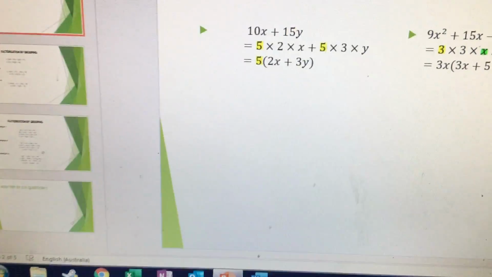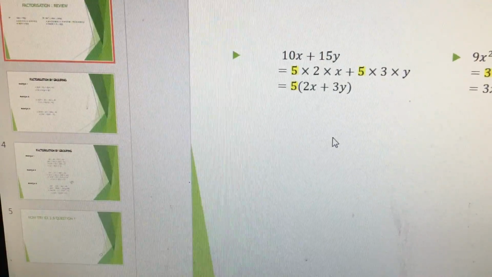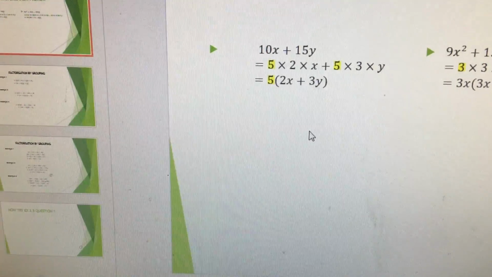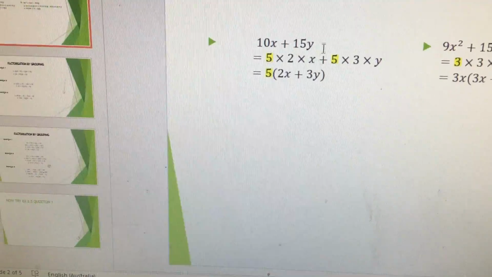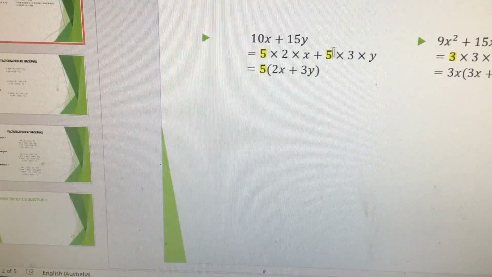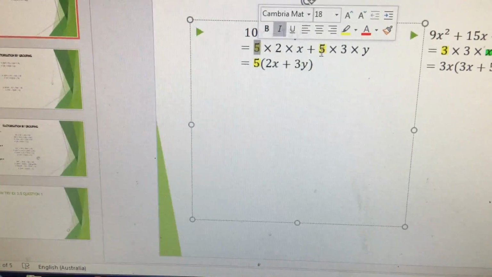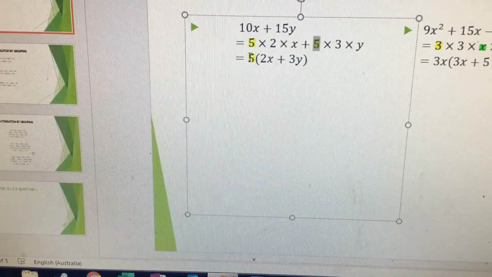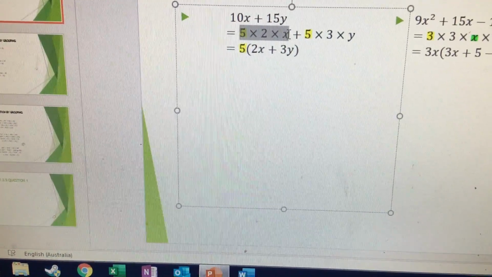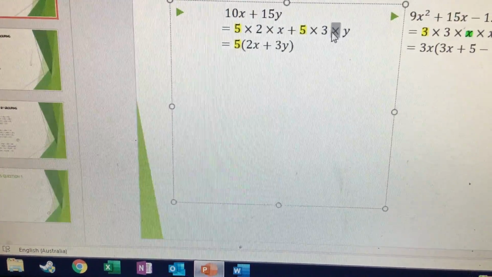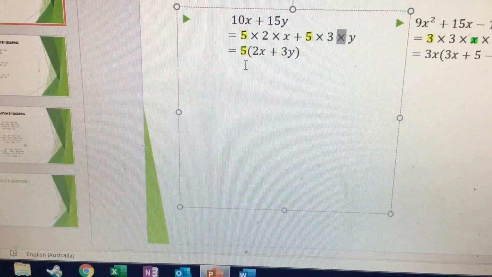So first example, say you want to factorize 10x plus 15y. The best way to do this, if you struggle a bit, is to write the 10x in expanded form, which will be 5 times 2 times x, and the 15y as 5 times 3 times y. Both have 5 in common, so that's the common factor that goes outside, and the leftovers, that is 2x and the 3y, will go inside the bracket. So the final answer will be 5 bracket 2x plus 3y.